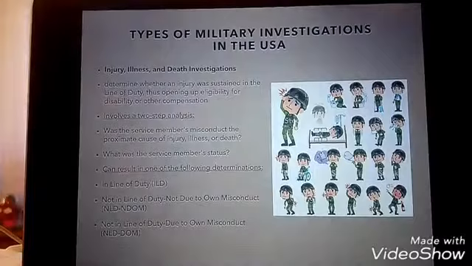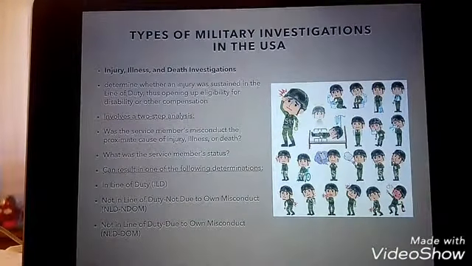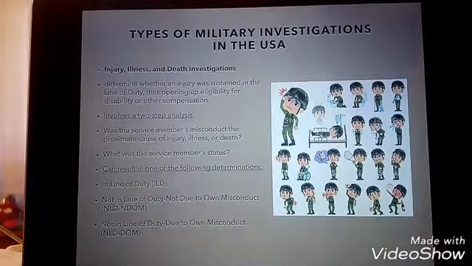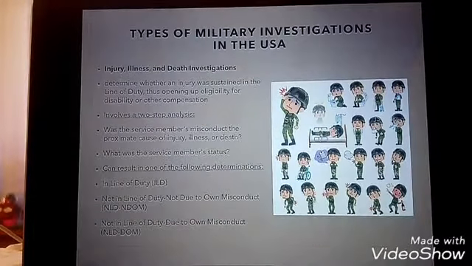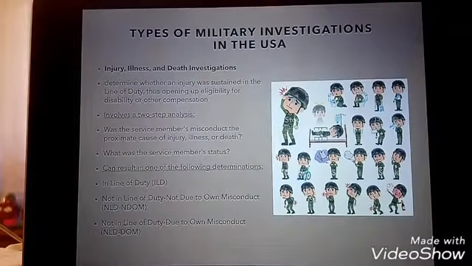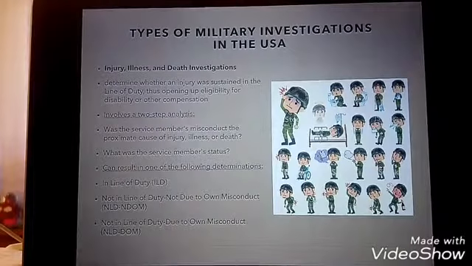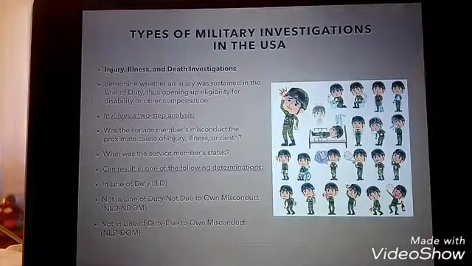The third type of military investigations in the USA is injury, illness, and death investigations. Service members suffering injury, illness, or death as a result of their service can expect a line-of-duty investigation. This investigation will determine whether an injury was sustained in the line of duty, thus opening up an eligibility for disability or other compensation from the Veterans Administration.